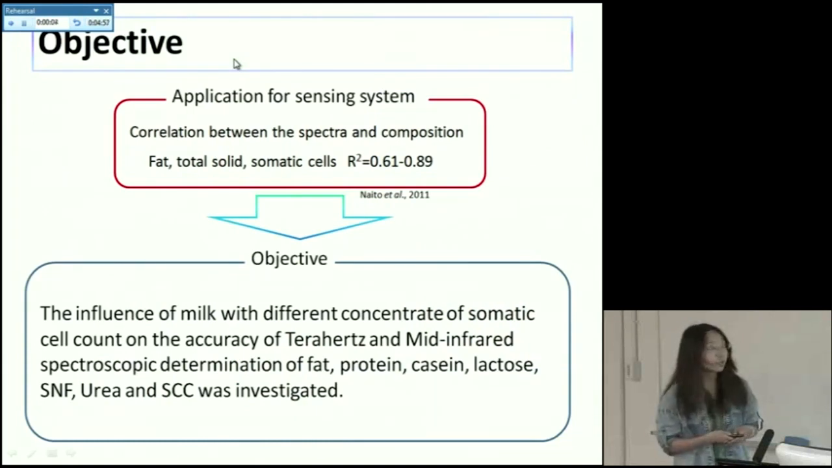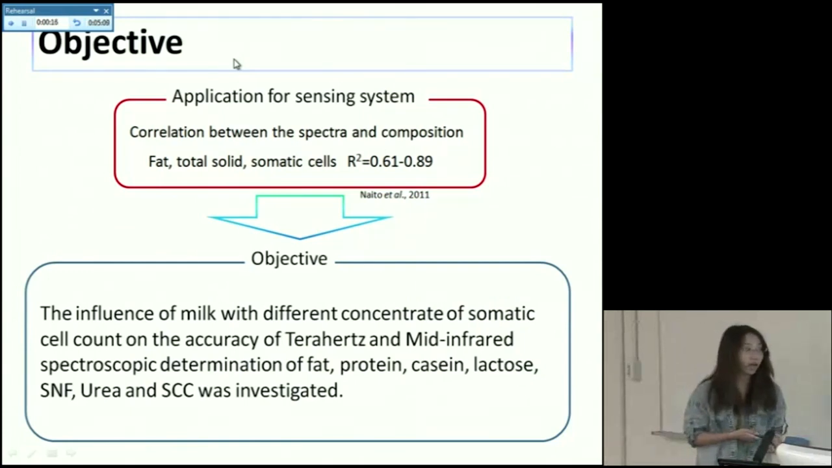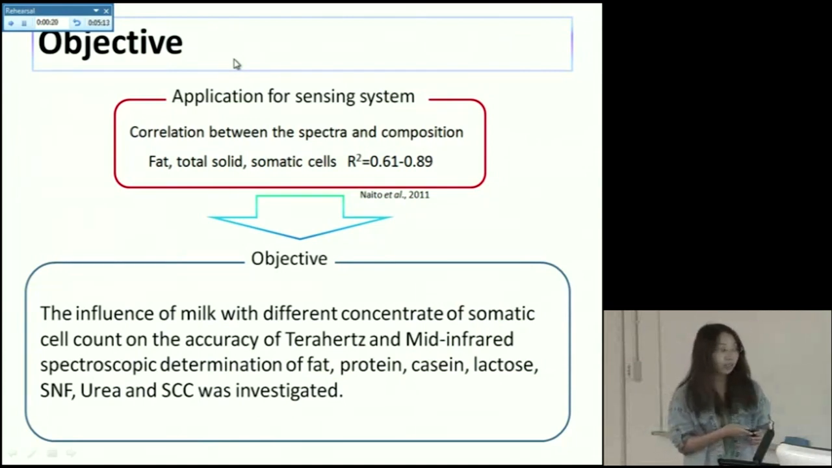Here is my objective of this research. Based on the previous research, I want to investigate the influence of milk cells with different somatic cell counts on the accuracy of terahertz and mid-infrared spectroscopy determination of fat, protein, casein, lactose, solid non-fat, urea, and SCC.